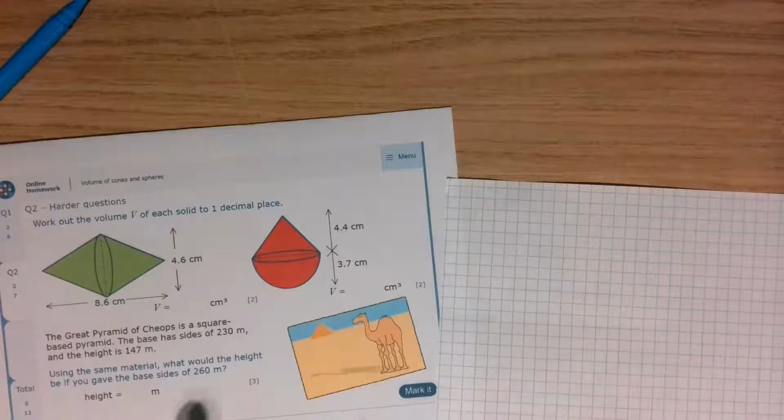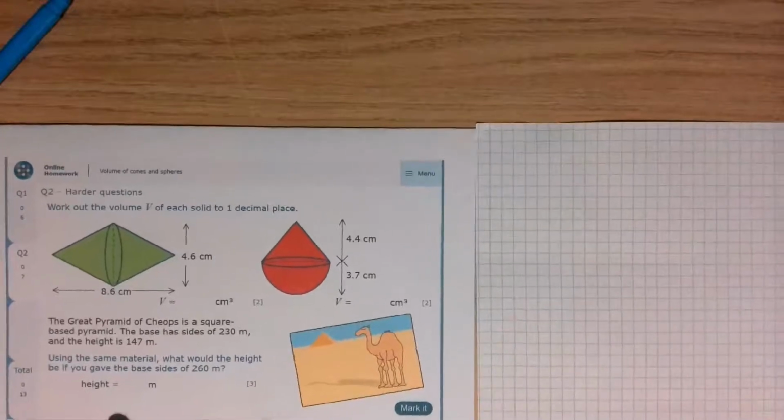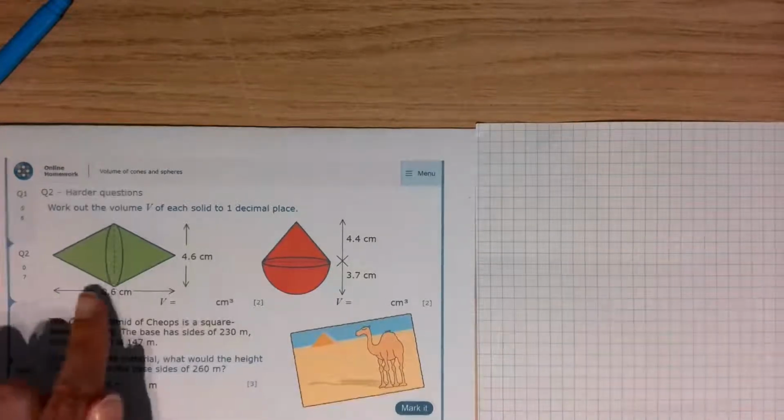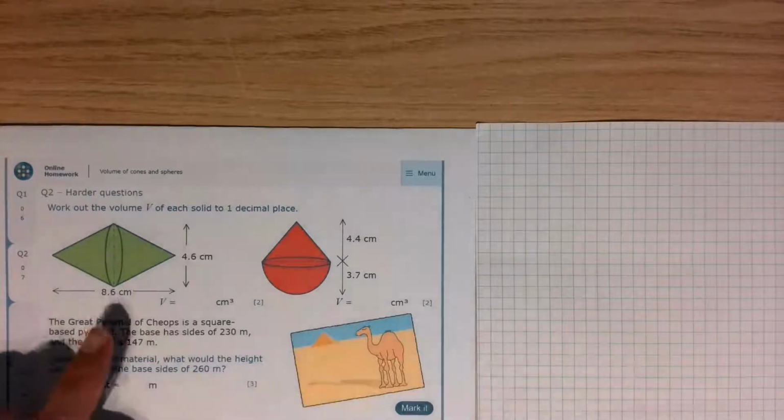So the second page of this homework has more worded, complicated questions, but they're not actually that complicated. What we've got here are two compound solids, so let's think about the compound solid we've got. This is made of two cones. We're going to assume that those two cones are identical because it doesn't tell us anything different, and if they're not identical we can't work it out.